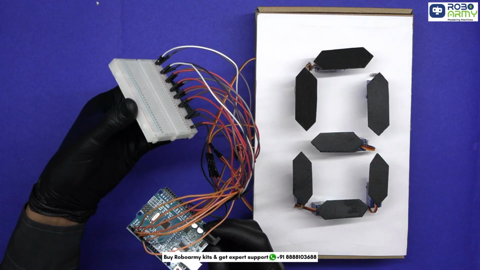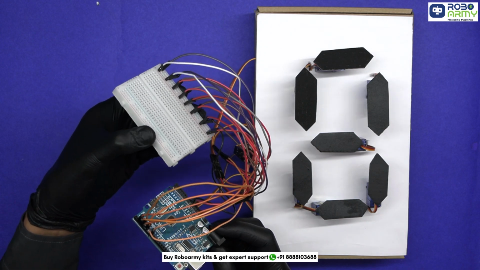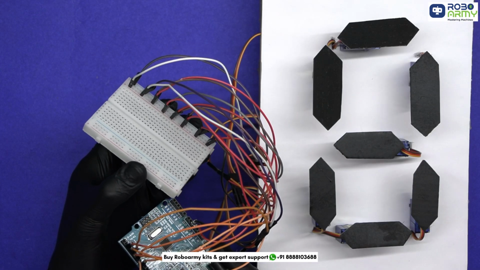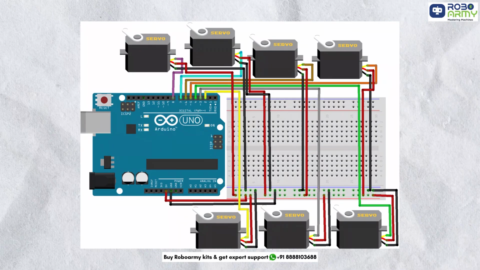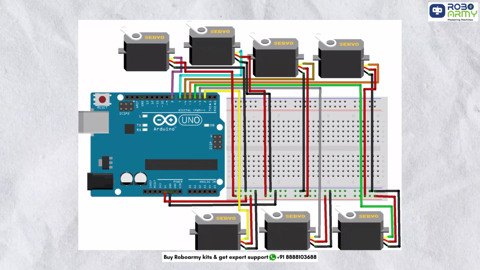Now please make sure to connect all servo GND wires to the negative rail. Connect all servo VCC wires to the positive rail on the breadboard. Double check everything with your circuit diagram to avoid any errors.